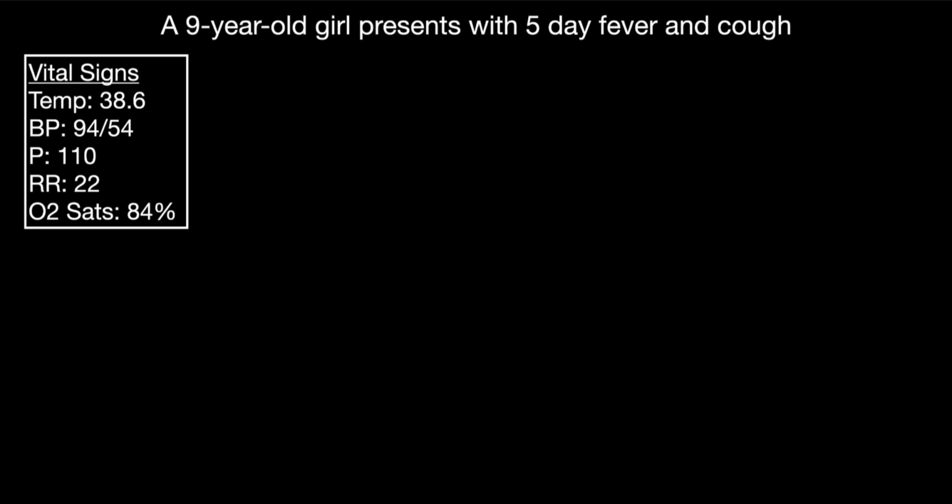Let's do a case. A 9-year-old girl presents with a 5-day history of fever and cough. Here are her vital signs. She's febrile. She's got a normal blood pressure for a 9-year-old. Her pulse is 110, a little bit fast, but not horrible. Her respiratory rate is 22, maybe a little fast, but not horrible for a 9-year-old. And her oxygen saturations are 84%.